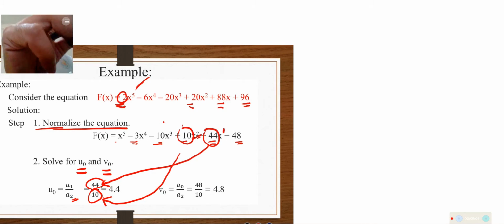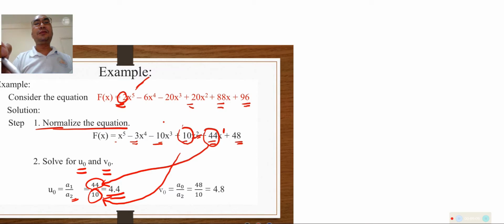So 44 divided by 10 is equal to 4.4. On the other hand, our formula for v0 is a0 over a2. That is the formula of the term with x equal to 0.